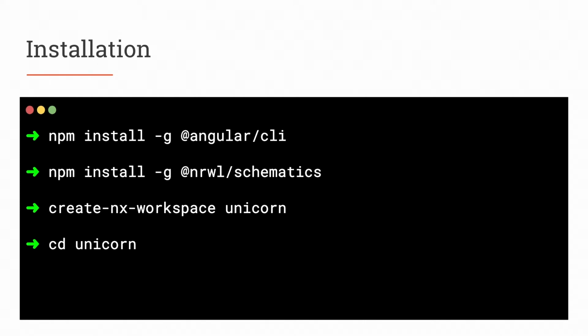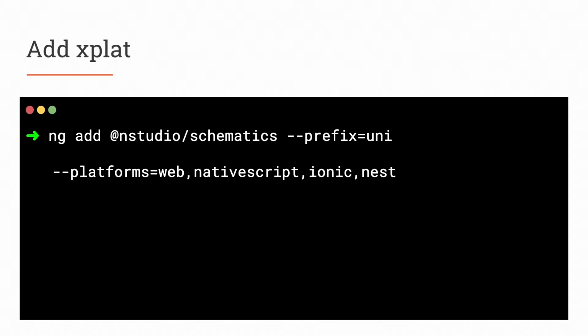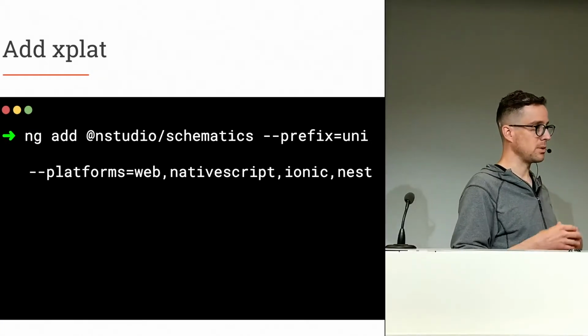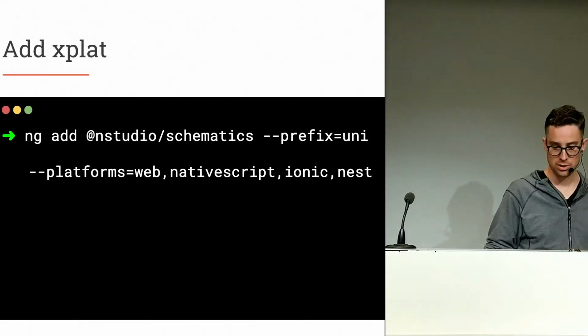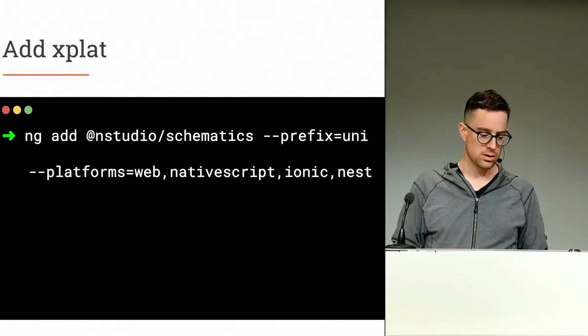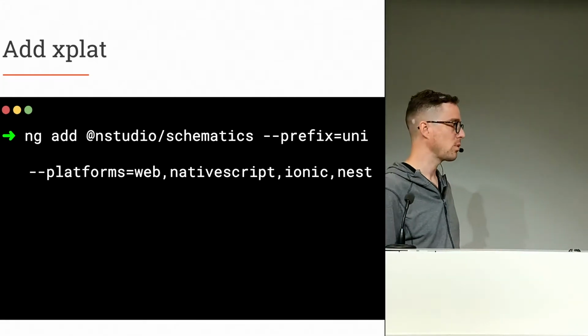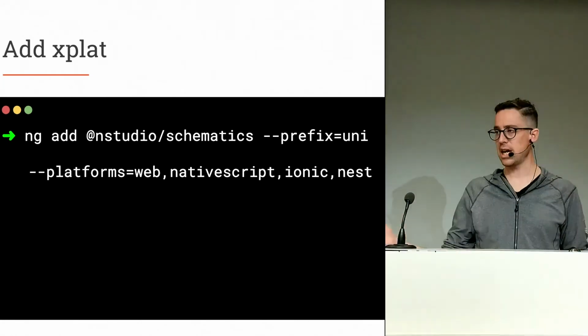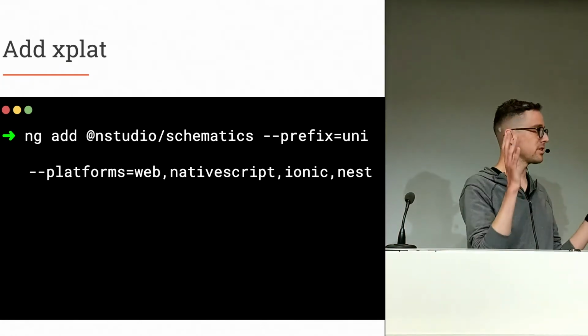And then once you're inside of that workspace, you're going to use an ng add command, and you're going to add the nstudio schematics. And that's the XPlat schematics that you're going to be adding. You can optionally provide a prefix. That prefix will be stored in angular.json. That'll be the prefix that's going to be used for all of your applications. And then you can also tell it, hey, these are the platforms I want to develop for. So in this case, I want to develop for the web. I want to develop for NativeScript, Ionic, and Nest. And it's going to go ahead and scaffold everything out for you.